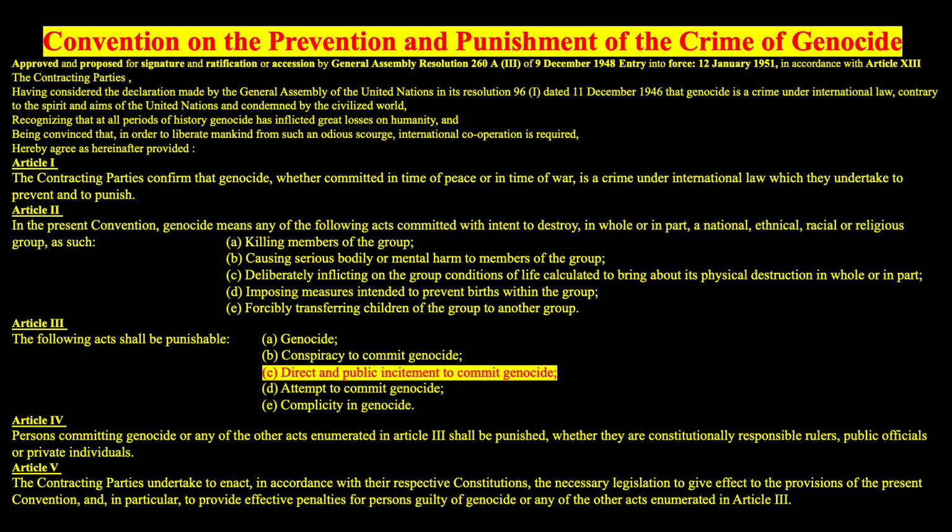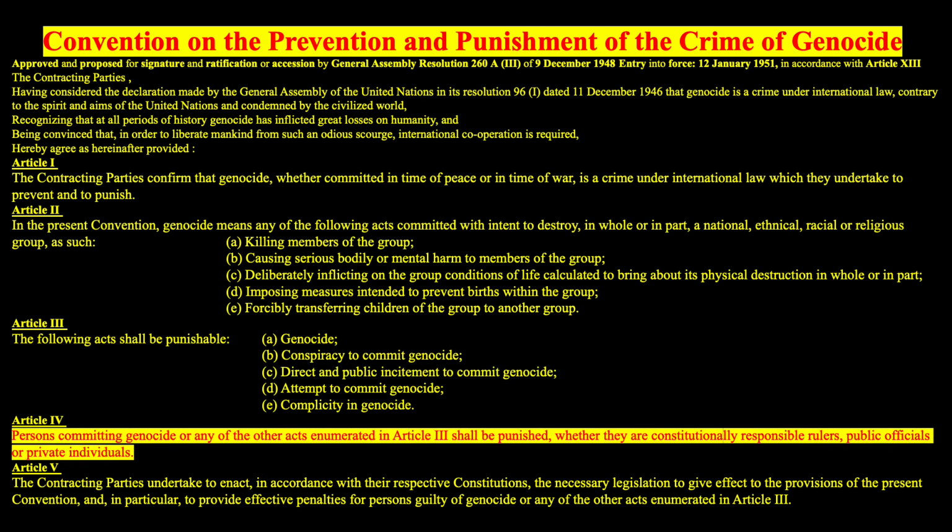Article 3, point C, is particularly interesting because the direct and public incitement to commit genocide can include many things, ranging from the charter of Hamas to the hateful statements made by Israeli settler groups to even protests that have been lodged on American college campuses.